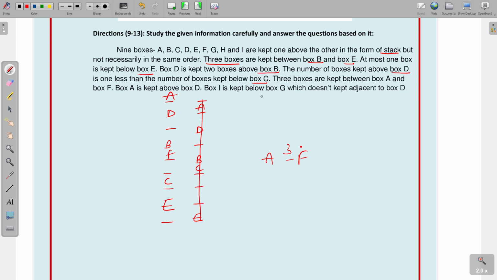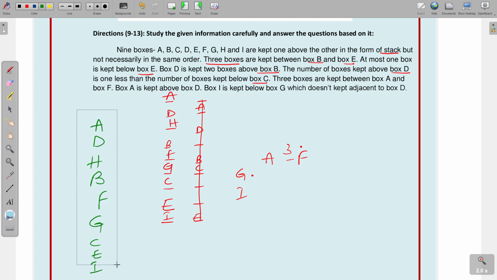Box I is kept below box G. Box G isn't kept adjacent to box D. So if I place G here and I here, only one box is left, that is H. So what is the final arrangement? A, D, H, B, F, G, C, E and I. That is the 9 stack.